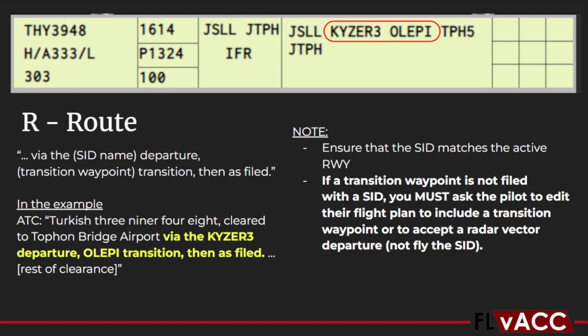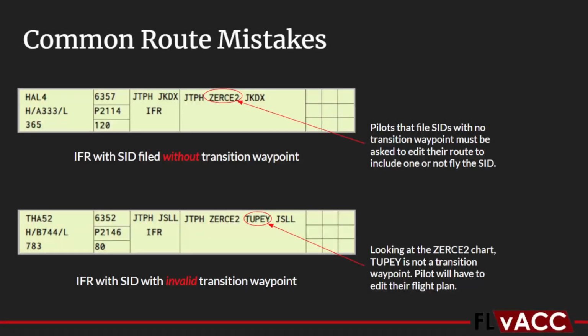I mentioned that it's important, so let's look at what flight plans that have not filed the transition waypoints might look like. In the first example, with Hawaiian 4 Heavy, the pilot has filed the Xerxes 2 departure, but you'll see that they haven't filed anything else in their route. This means they are missing a transition waypoint and will need to be asked to edit their route to include one.